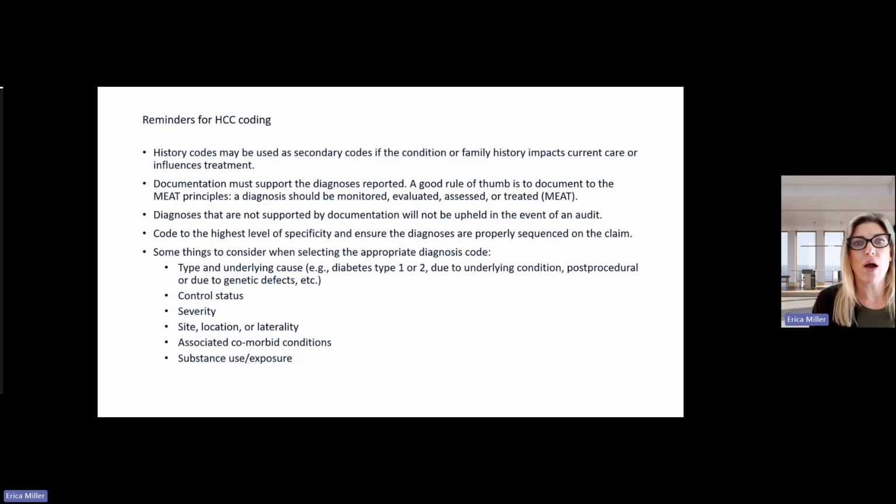Okay. So history codes can also be used as secondary codes if the condition or the family history may impact the patient's current care or may influence treatment. So again, I talk about that reference to social determinants of health. So it could also be personal history of cancers. You could also have personal or family history of cancer, or whatever that looks like. Again, that helps support or impacts the current decision for whatever that treatment decision is, or management is.